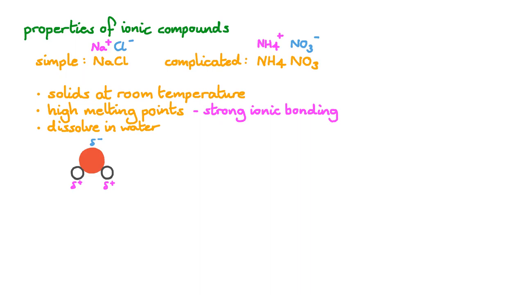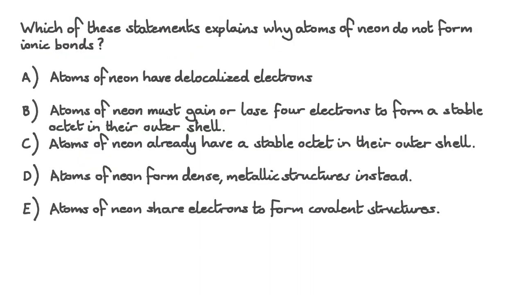Now, let's have some practice. Which of these statements explains why atoms of neon do not form ionic bonds? A. Atoms of neon have delocalized electrons. B. Atoms of neon must gain or lose 4 electrons to form a stable octet in their outer shell. C. Atoms of neon already have a stable octet in their outer shell. D. Atoms of neon form dense metallic structures instead. Or E. Atoms of neon share electrons to form covalent structures.